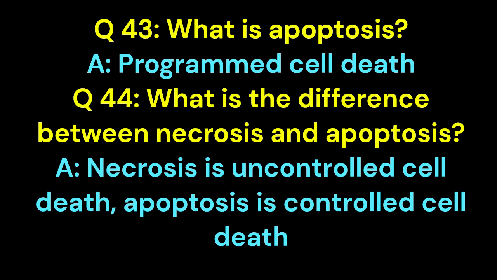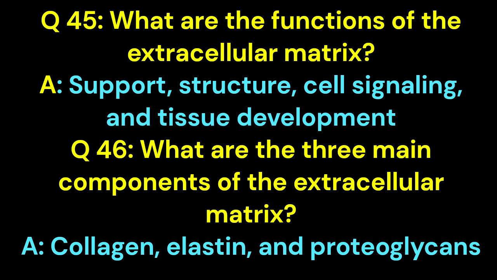Q43. What is apoptosis? A. Programmed cell death. Q44. What is the difference between necrosis and apoptosis? Necrosis is uncontrolled cell death. Apoptosis is controlled cell death. Q45. What are the functions of the extracellular matrix? Support, structure, cell signaling, and tissue development. Q46. What are the three main components of the extracellular matrix? A. Collagen, elastin, and proteoglycans.